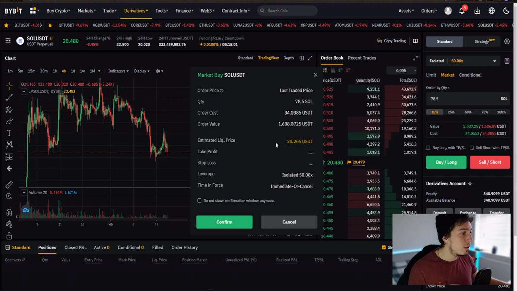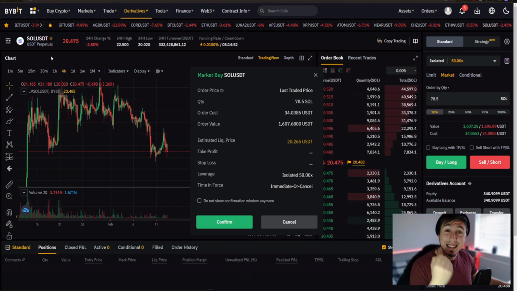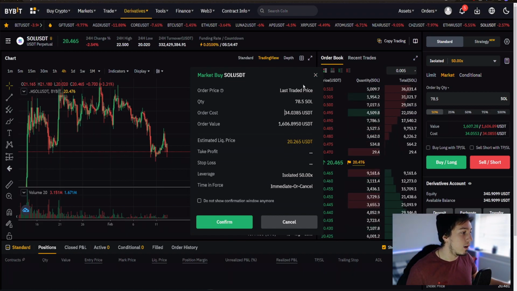So that's why we use stop losses, guys. On this occasion, your stop loss would be above this liquidation price, you would imagine, probably very tightly squeezed together and close to your entry price. So there's an example of how that would look.